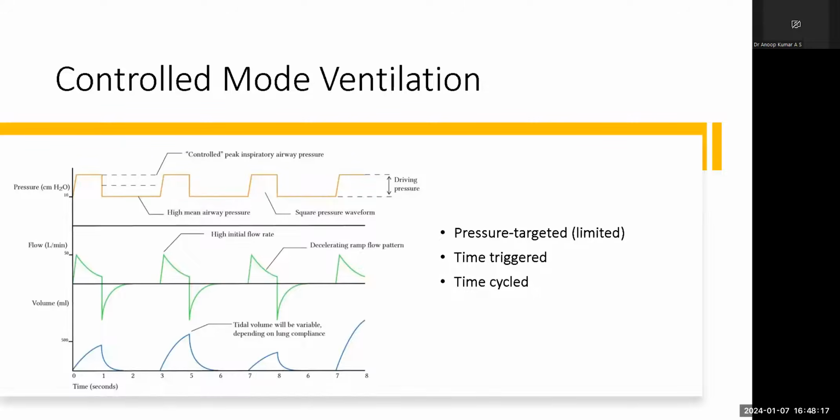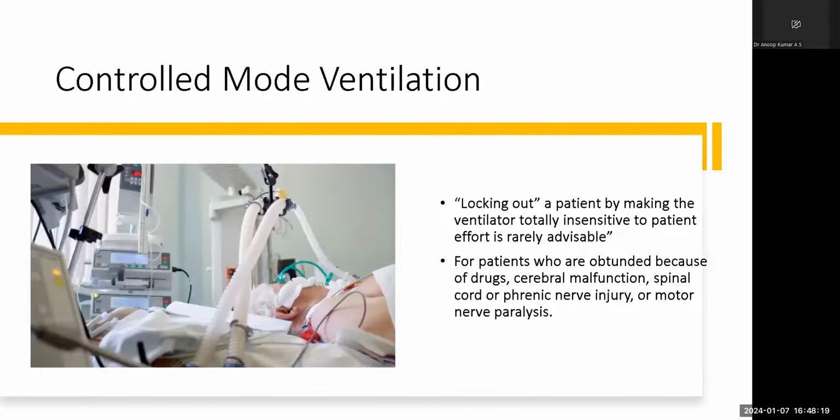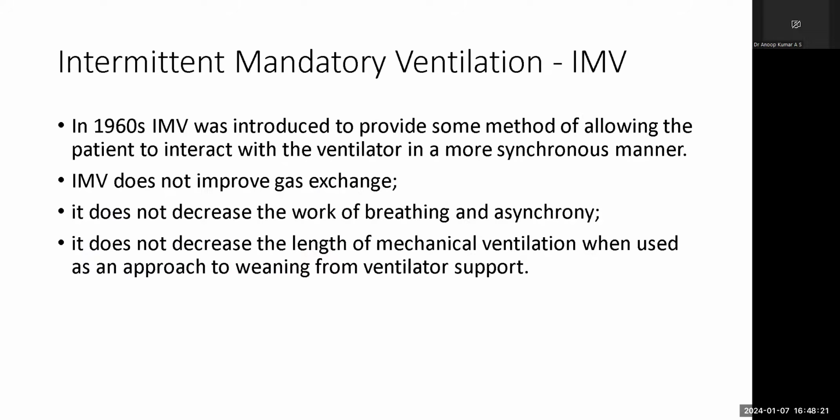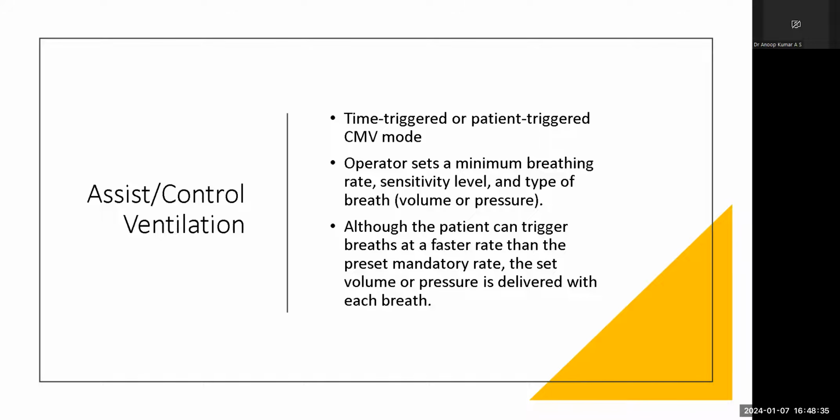So this is regarding the control mode of ventilation, which we have already told. And there is something called intermittent mandatory ventilation. This was introduced early in the 1960s. It does not improve gas exchange, and does not decrease the work of breathing. And we have the assist control mode, which I've already told, which is a time triggered and patient triggered control mode. Here we are setting the minimum breathing rate, the sensitivity level, and the type of breath.